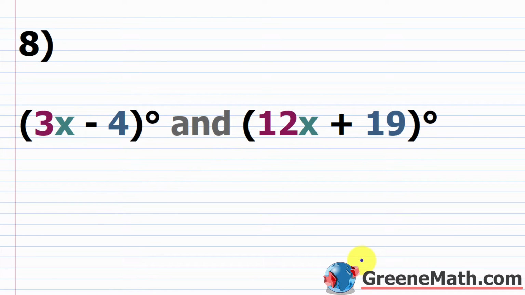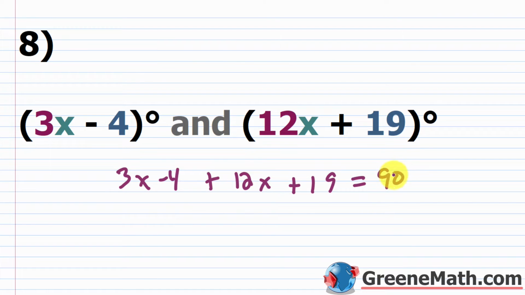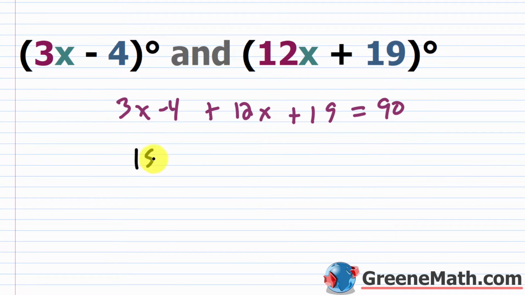Okay, let's look at problem number 8. So very similar to the last problem. So we have this 3x minus 4 degrees and 12x plus 19 degrees. Again, these are complementary angles. So I could just say 3x minus 4 plus 12x plus 19 is equal to 90. So 3x plus 12x is 15x. Negative 4 plus 19 is going to be 15, and this equals 90.